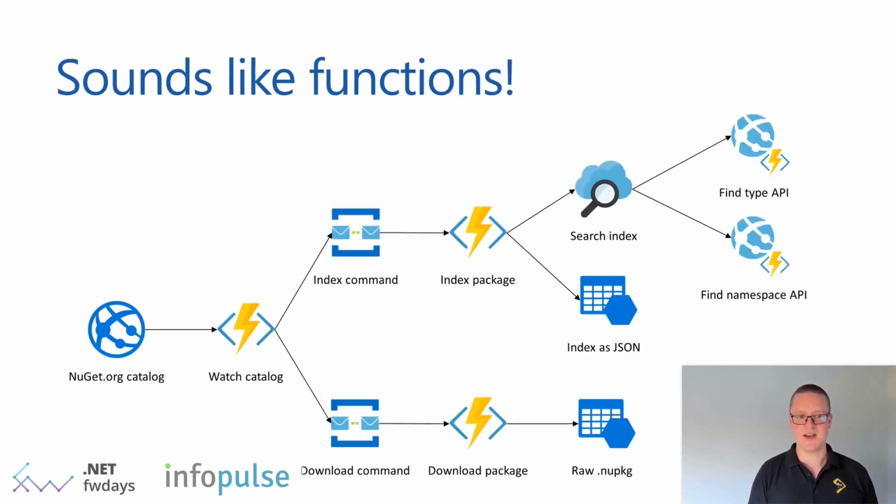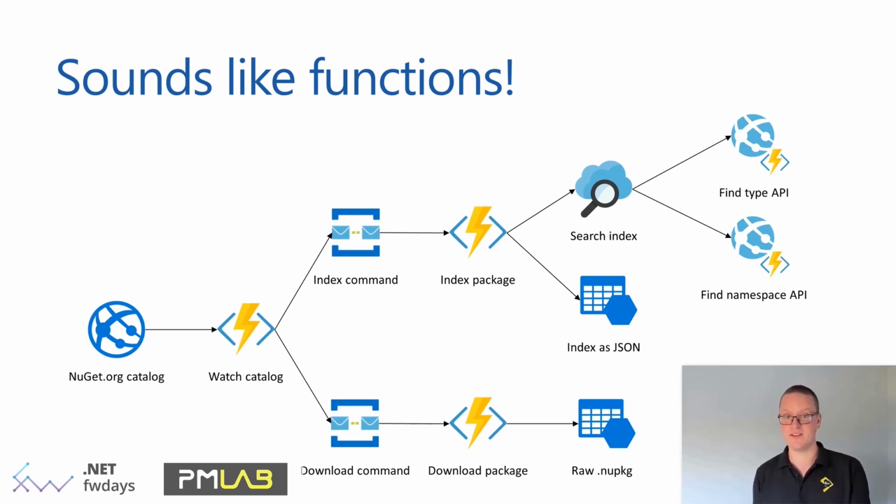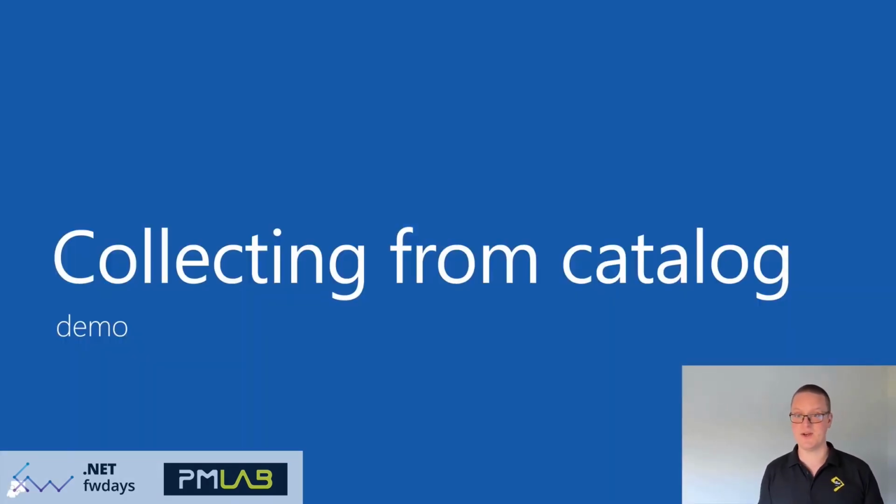It kind of sounds like functions. We could create a watch function, which is invoked periodically, for example, watches the catalog, then pushes everything into a queue. From that queue, we can start indexing what is in there. That indexing could push everything into a search index, and then we could use that search index to find types in ReSharper and Rider. So that's kind of like functions and a nice flow that we could build in functions. And that's what we did. So let's look at how this works.